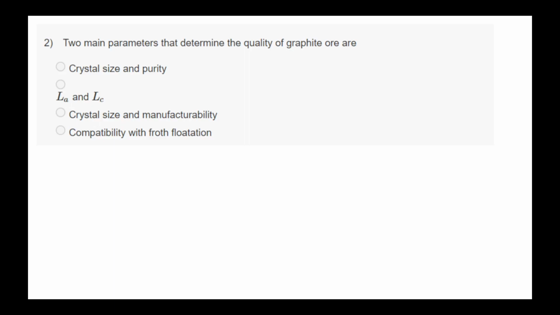Can you guys give the answer, if you have been through the lecture? Crystal size, purity, and La by Lc value. Okay, the second option is La and Lc, that is, crystallite diameter and stack thickness. Can you give me the answer, and your reasoning for why you are choosing this answer?